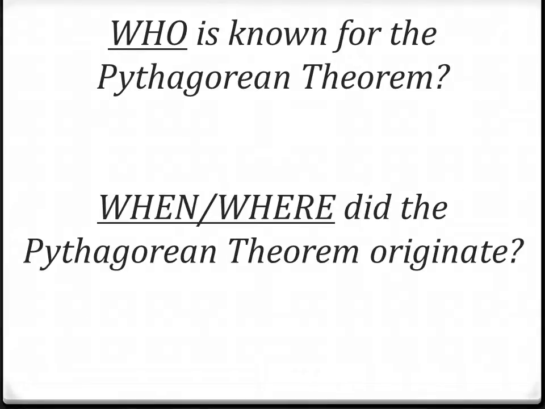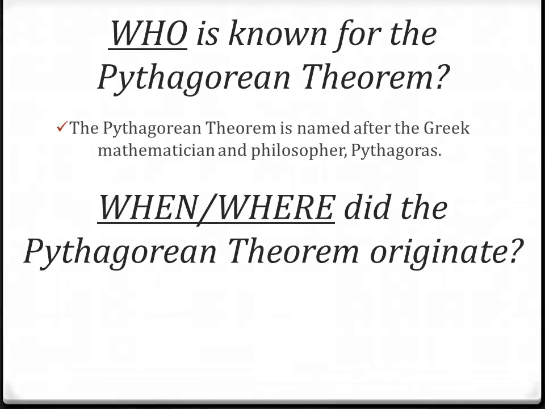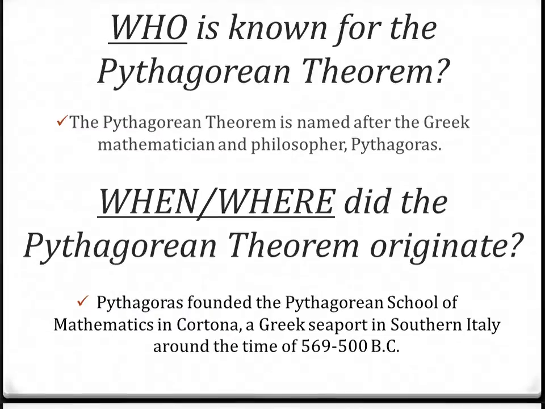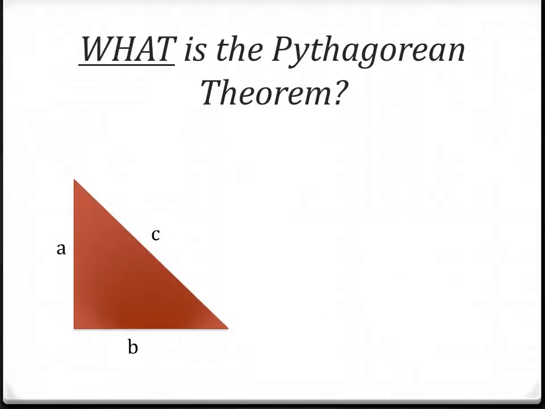So who is known for the Pythagorean Theorem? It is named after a Greek mathematician and philosopher, Pythagoras. He founded the Pythagorean School of Mathematics in Cortona, a Greek seaport in southern Italy, around the time of 569 to 500 BC. So what exactly is the Pythagorean Theorem?